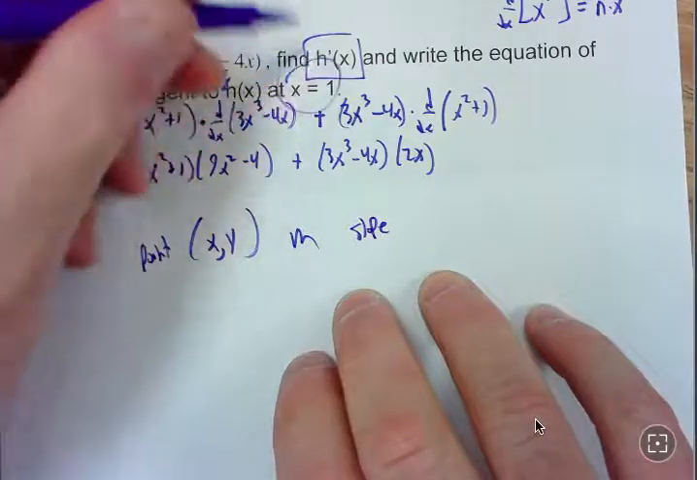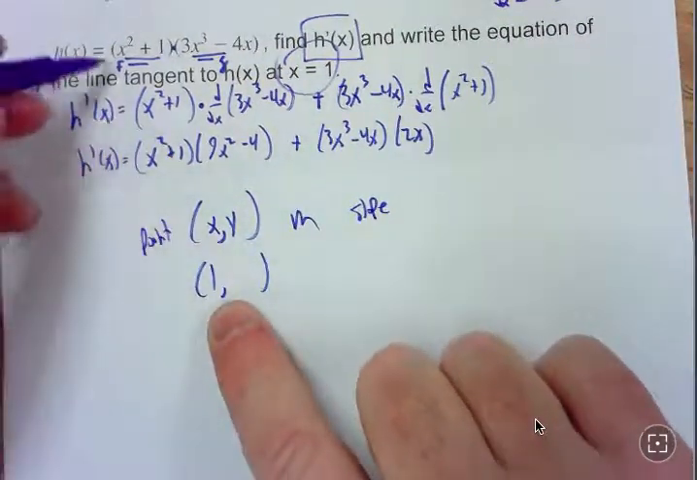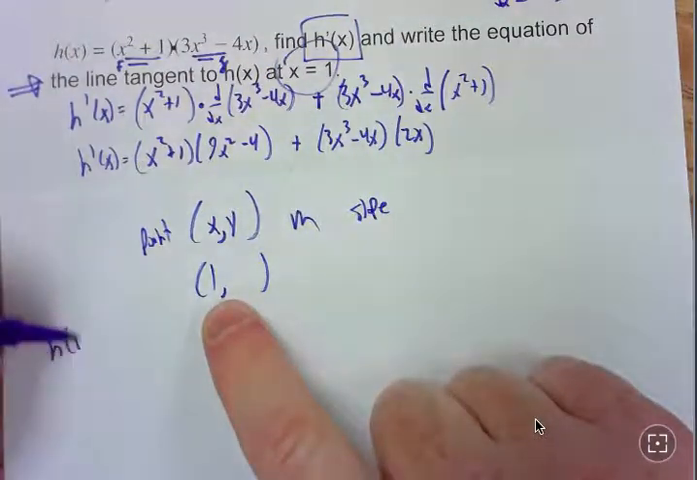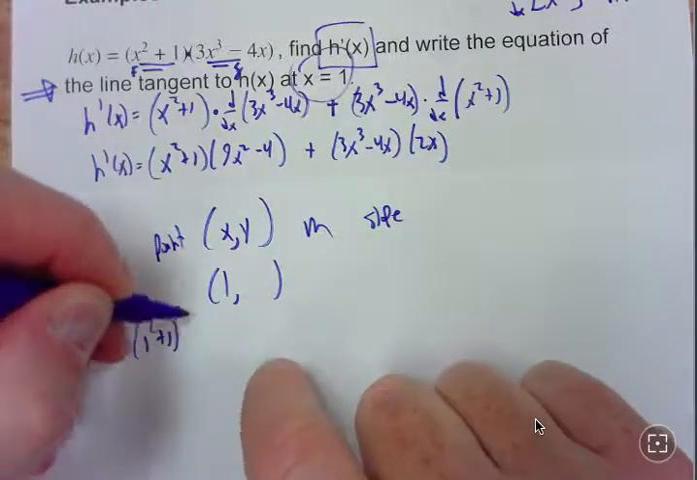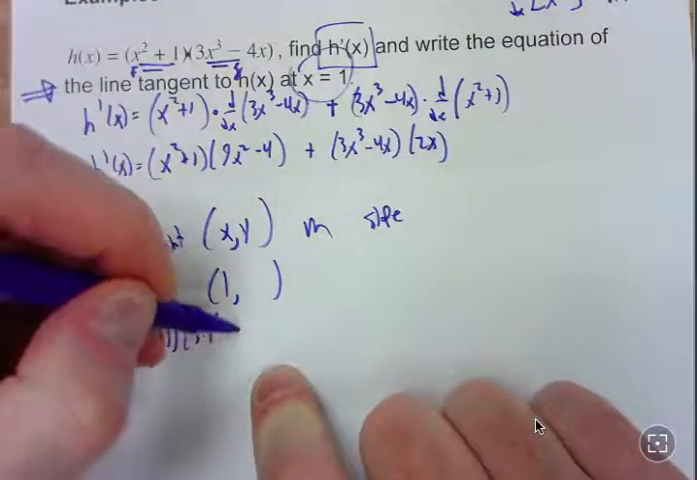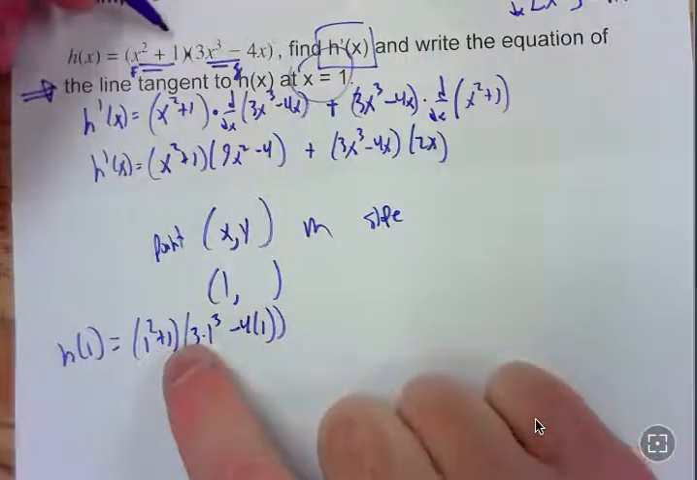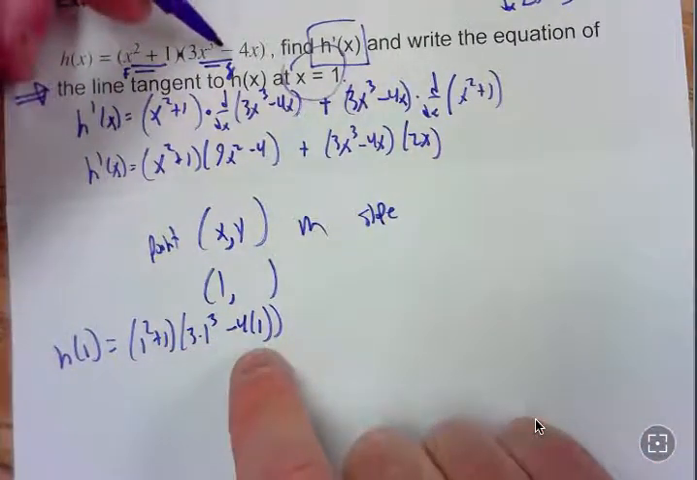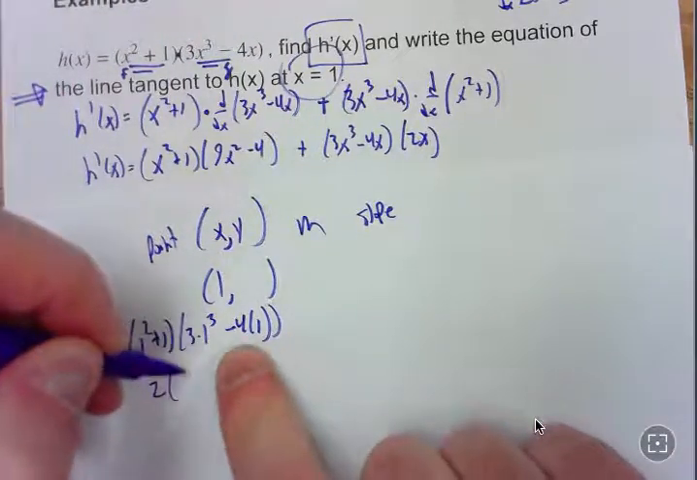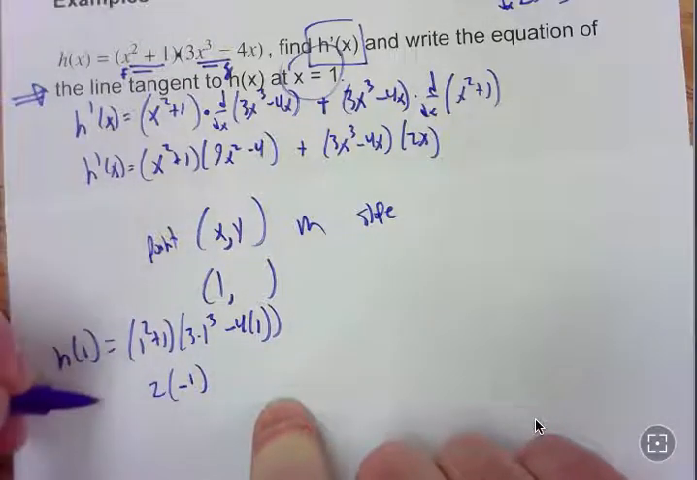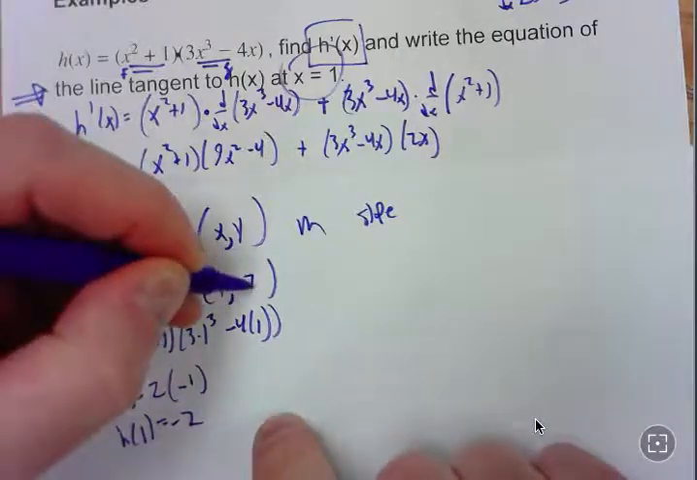Well, the point is 1 comma something. So let's plug 1 into the function. We need h of 1. Well, that'd be 1 squared plus 1 times 3 times 1 cubed minus 4 times 1. Just plug in 1. 1 squared plus 1 times 3 times 1 cubed minus 4 times 1. Well, that's 2 times 3 minus 4. So h of 1 is negative 2.